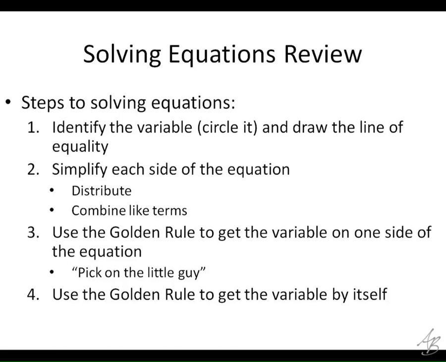If you remember when we had variables in different places and when we had parentheses involved in the equations, we had to distribute and combine like terms. So that's the next thing we would do there. Sometimes when the variable was on different sides of the equation, we had to get the variable on one side by picking on the little guy. You guys remember that? So we would get rid of the smaller of the variables. And then once we do that, we just have to use the golden rule to get the variable by itself.